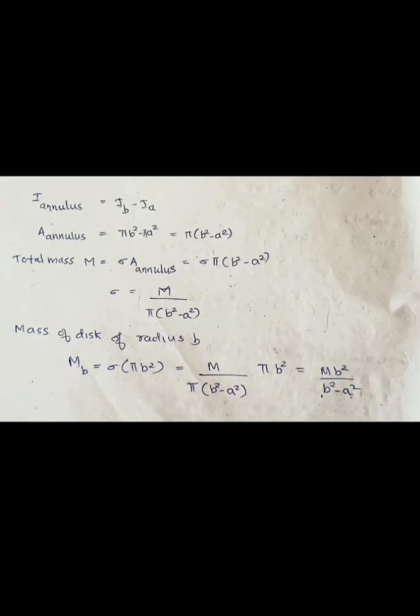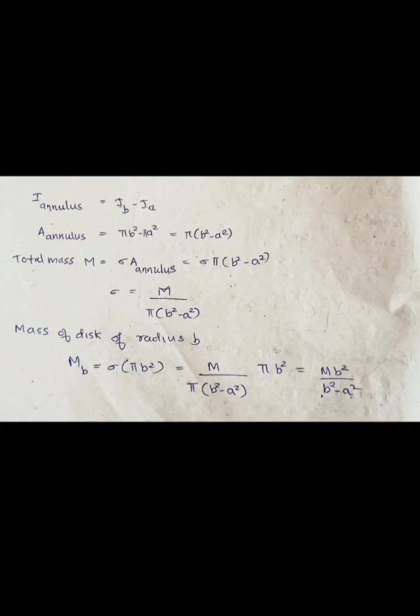The next question is, an annulus of mass m made of a material of uniform density has inner and outer radii a and b respectively. Its principal moment of inertia along the axis of symmetry perpendicular to the plane of annulus is dash. So here the moment of inertia of annulus is IB minus IA. Then area of annulus is pi b square minus pi a square, which is equal to pi into b square minus a square.